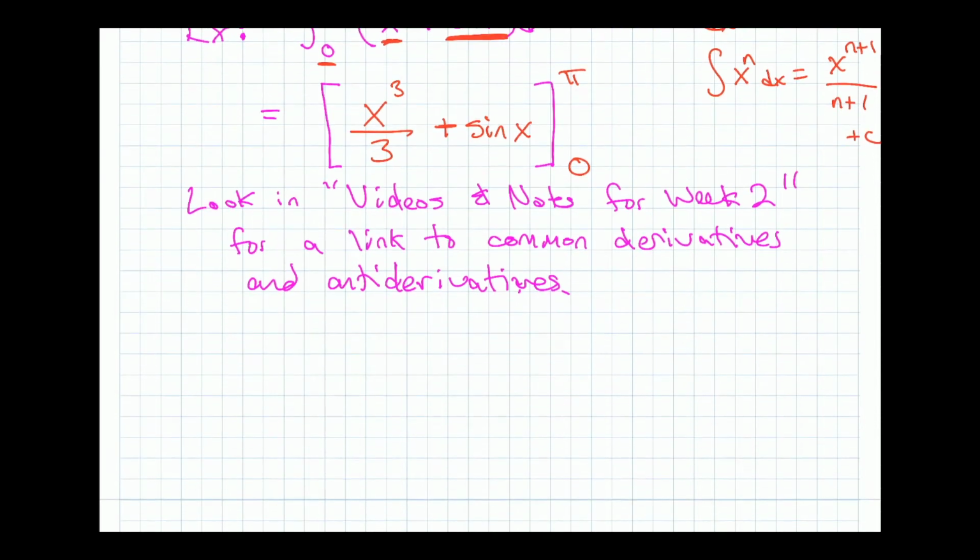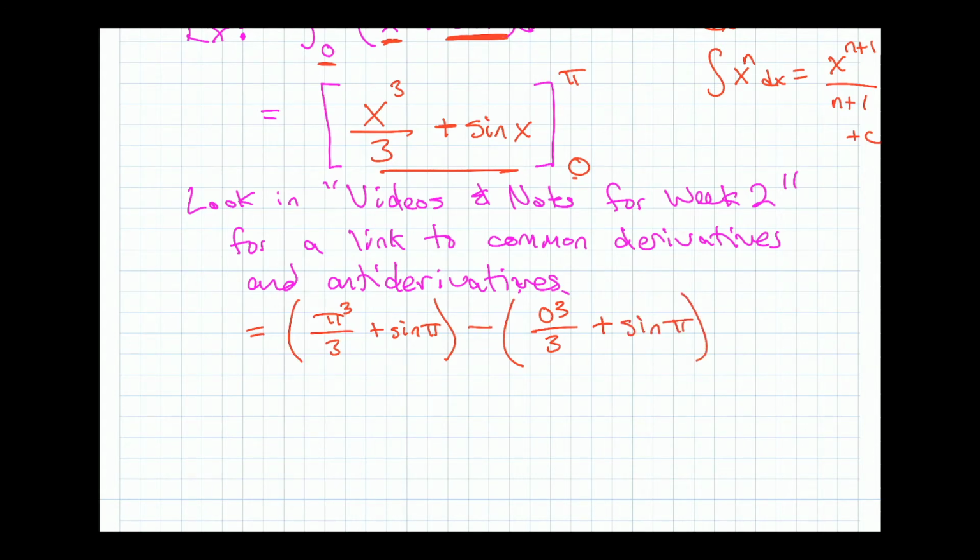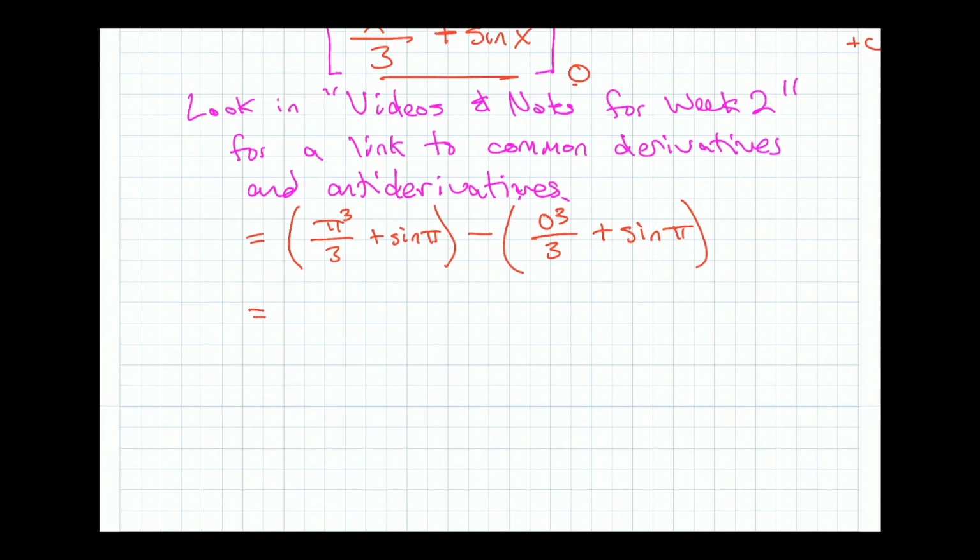Now, after you have that, your second step is you have to take those limits of integration and plug them into the function. So you put the pi in here, you get pi cubed over 3 plus sine pi, minus, and then you put the 0 in here, 0 cubed over 3 plus sine pi. And then you just work that out.